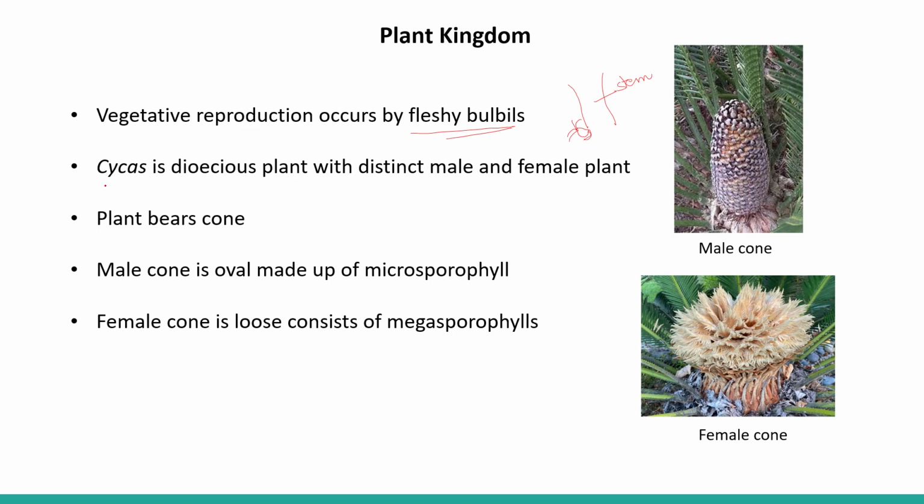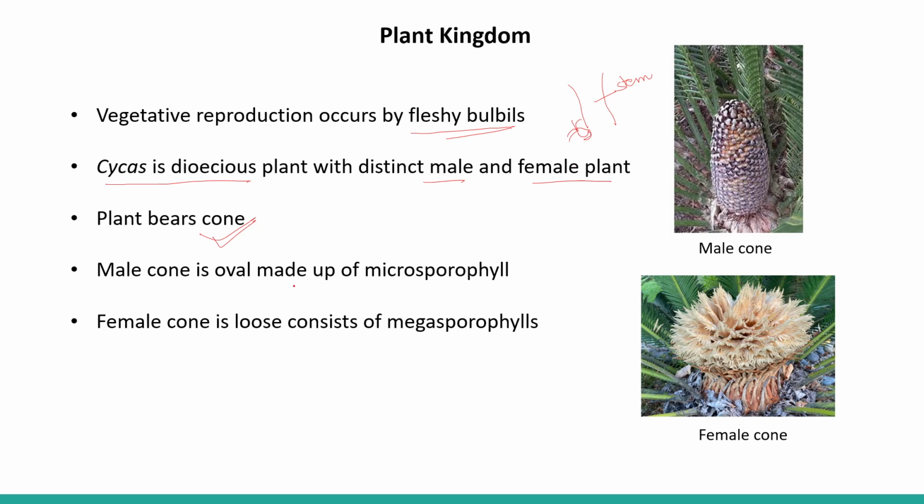Cycas is a dioecious plant. Dioecious plant means male and female plants are different. So there will be a male plant, there will be a female plant, and both the plants bear cones. Whether it is male or female, it bears cones.